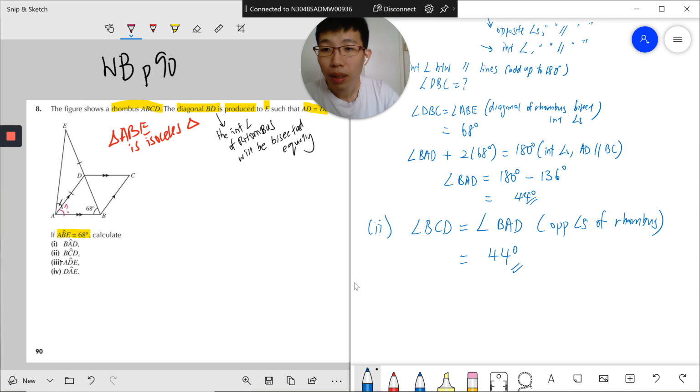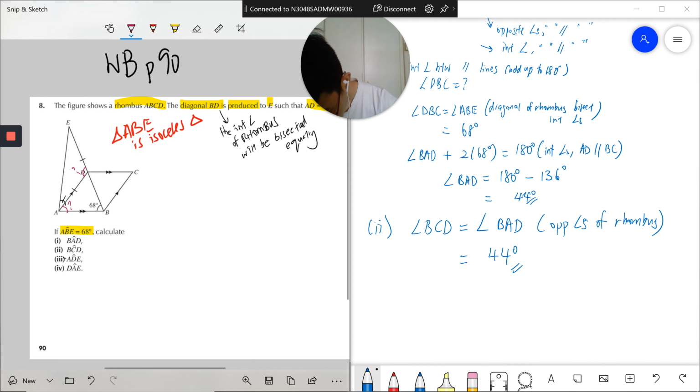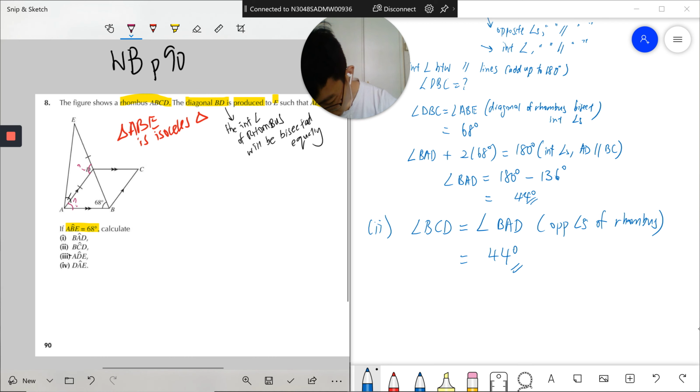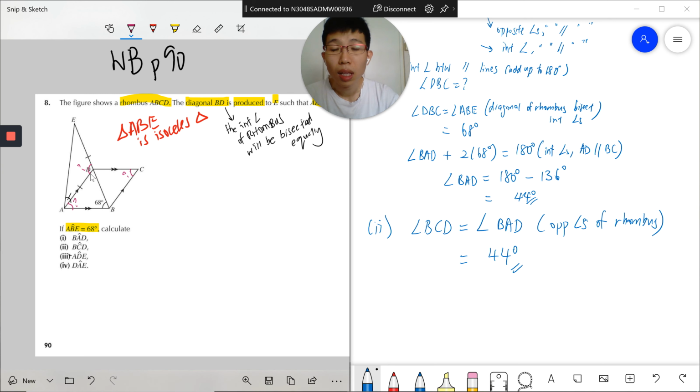So now we are looking at part 3. Angle ADE. It's over here. For this angle here, we'll be using the exterior angle of a triangle, because you notice that this angle is outside of a triangle and is on a straight line. When you see these two properties, you need to use the exterior angle. So let me write it down.